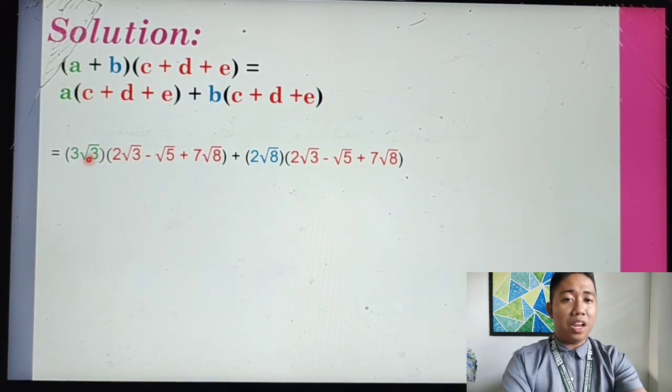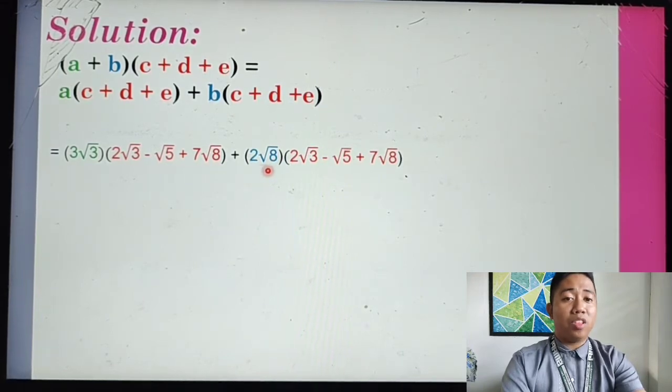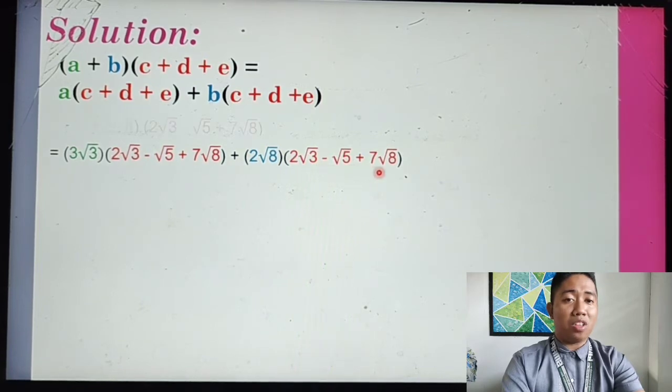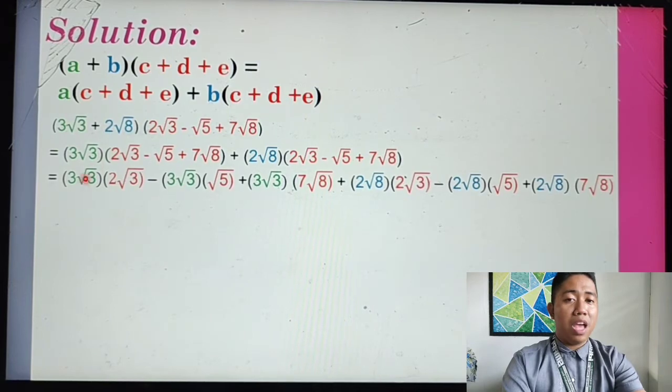So we have 3 square root of 3 times the 3 terms, 2 square root of 3 minus square root of 5 plus 7 times square root of 8. Next is the second term, also distributed to the second factor, which is c plus d plus e. So it becomes b times c plus d plus e, and it follows to 2 square root of 8 times 2 square root of 3 minus square root of 5 plus square root of 8. Okay? So we have the product.